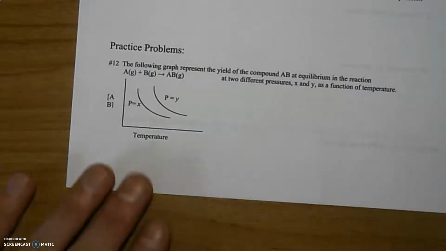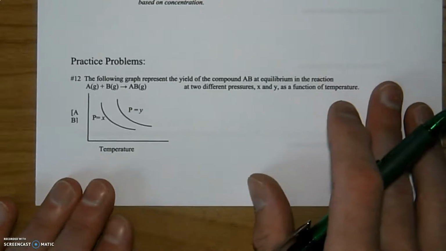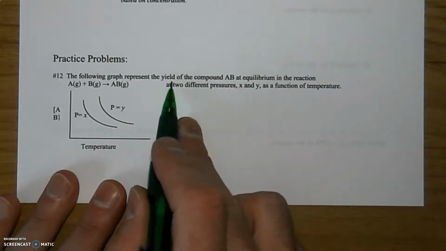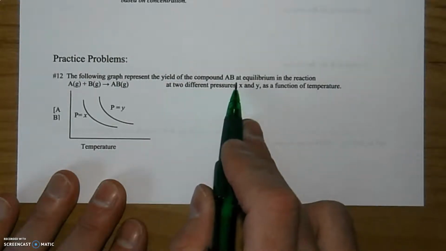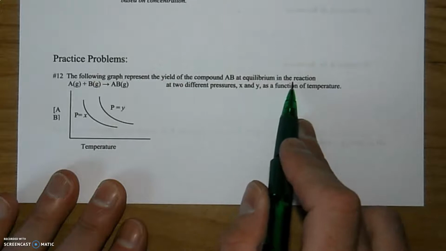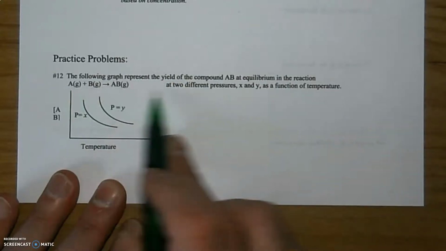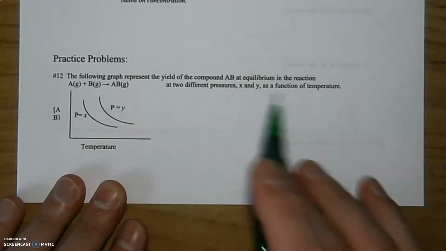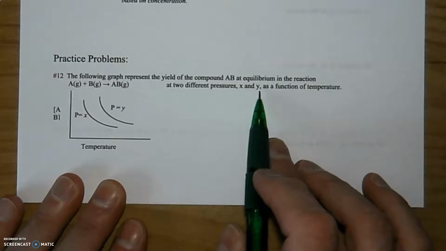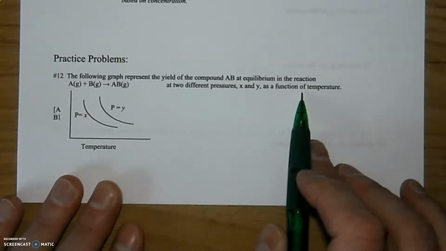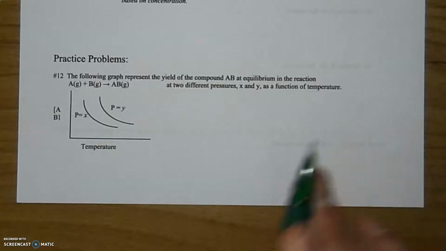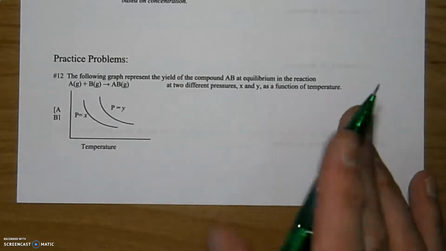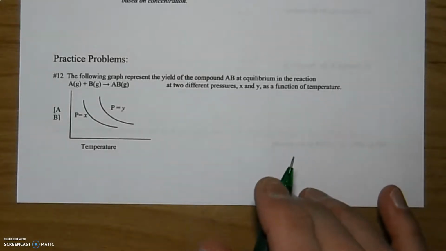Number 12. So you've got this little drawing here in your notes. The following graph represents the yield of the compound AB at equilibrium in the reaction, right here, at two different pressures, X and Y, as a function of temperature. This is a little bit off here, that's fine. First question, which is on your next page, is the reaction exo or endothermic?